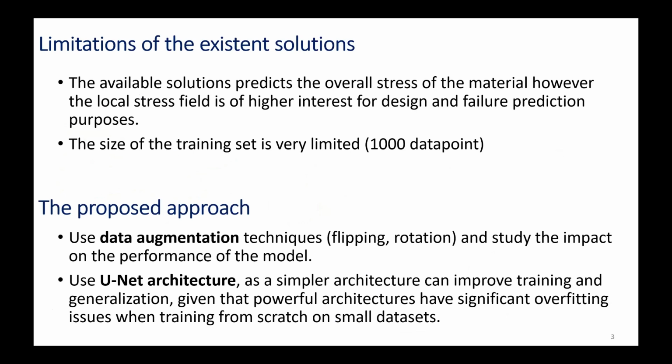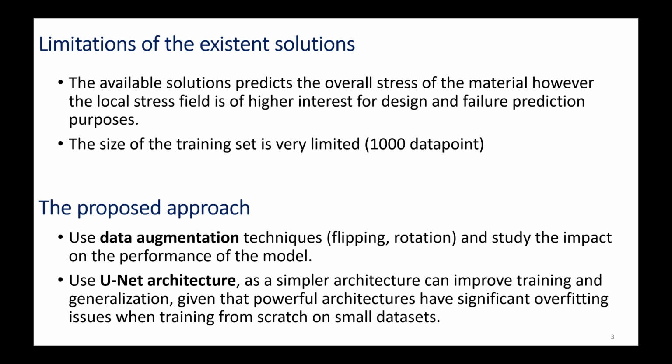So here are the limitations of the existing methods that used neural networks. First, the proposed techniques focused mainly on the overall stress level and not on the local distribution of the stress. And the second limitation is the small size of the available data set. In this study, we proposed two methods. The first one is to use data augmentation techniques, and the second approach consists in using UNet architecture, since it's more effective on small data sets.